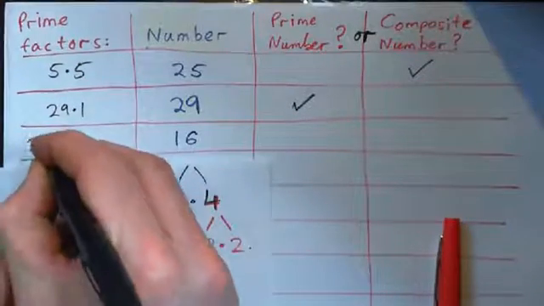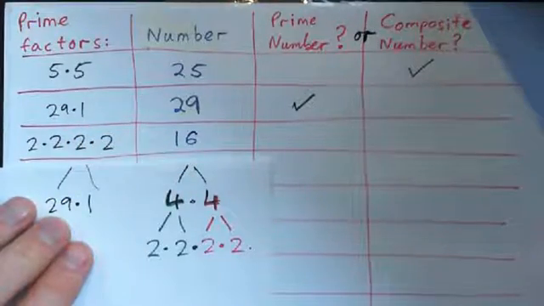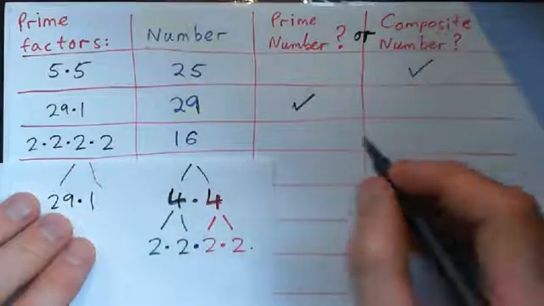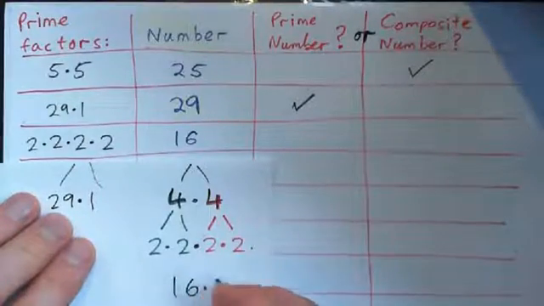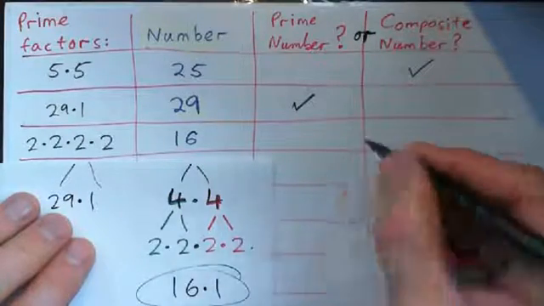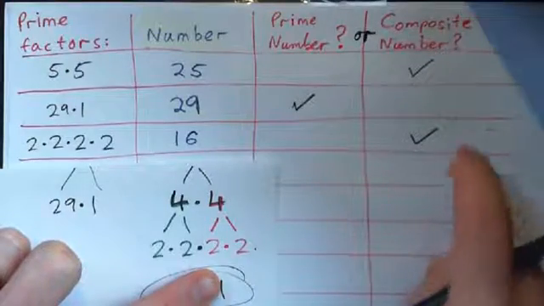So we'll just write it in a list like this: 2 times 2 times 2 times 2. And is this a prime number? Certainly not, because it can be broken down into something other than just 16 times 1. If that's the best we could have done, then it's a prime number. But it can be broken down, so this is in fact a composite number, right?